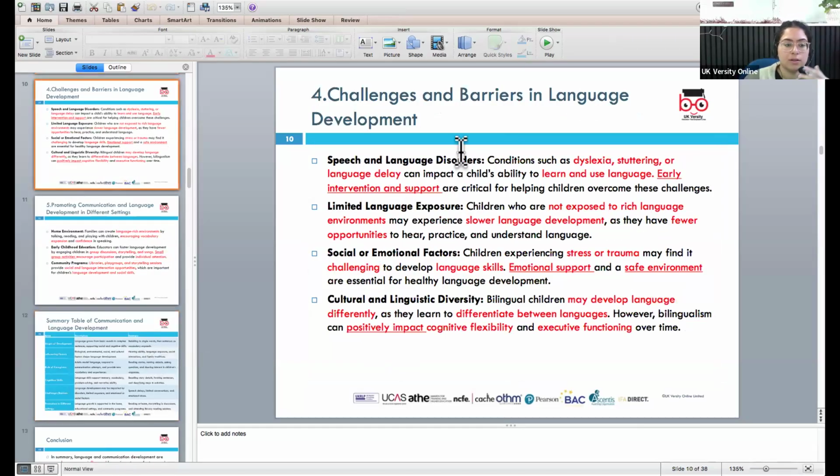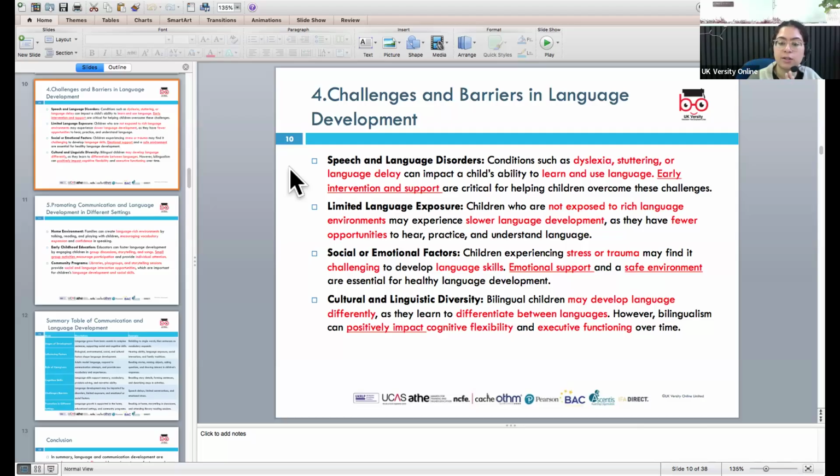So, the challenges and barriers in language development. Speech and language disorders. If you have conditions such as dyslexia, or you stutter, or there's a language delay, this can impact a child's ability to learn and use language. Of course, it's very evidently visible that if they have any conditions, it would delay their learning and using the language. Now, how can we intervene?